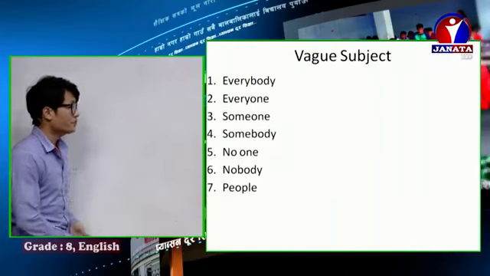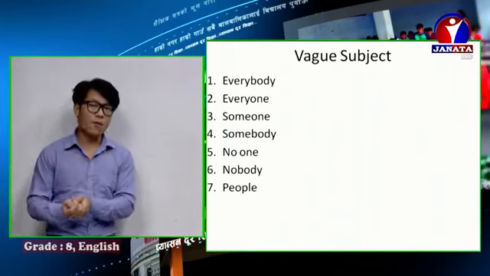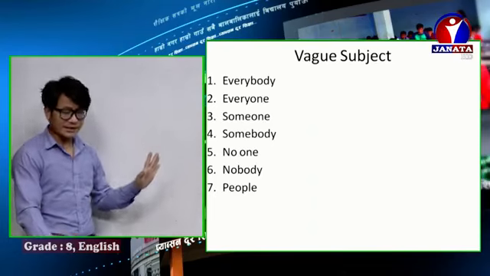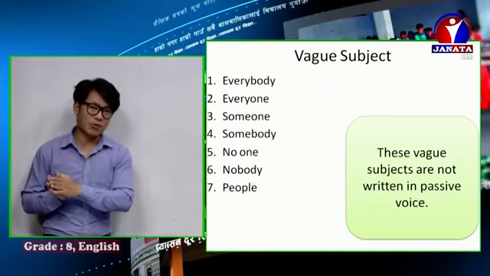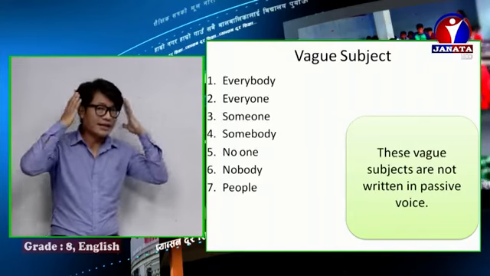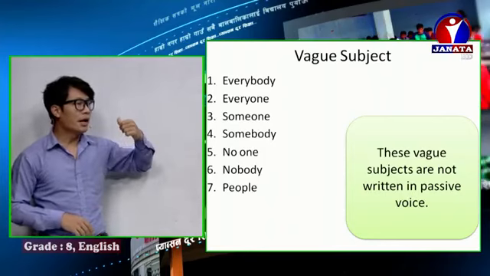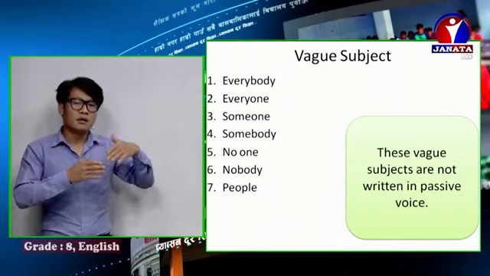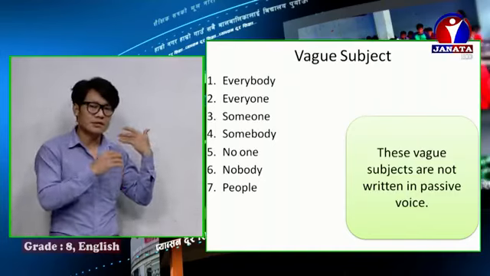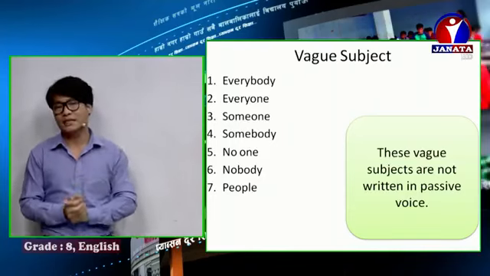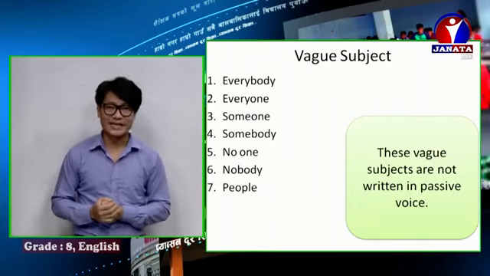Now let me show you another big subject. Look at this. Everybody, everyone, someone, somebody, no one, nobody, people. These big subjects are not written in passive voice. Just keep this in your mind. Later we will practice, then you will know why these are not used. Because everybody, everyone, someone, these show that these subjects do not show exact people. So that's why these are called big subjects. And big subjects are not written in passive voice. Okay? We will have a practice later.